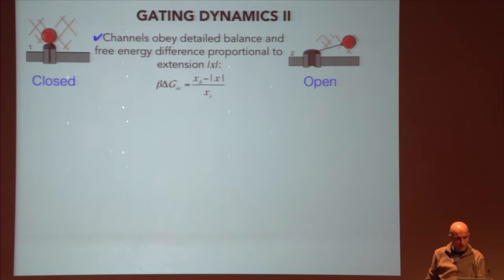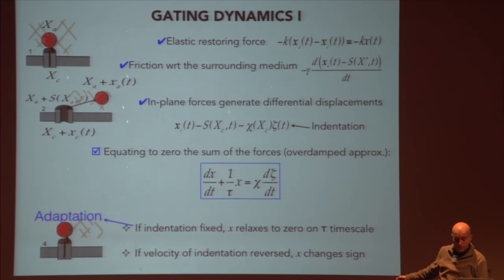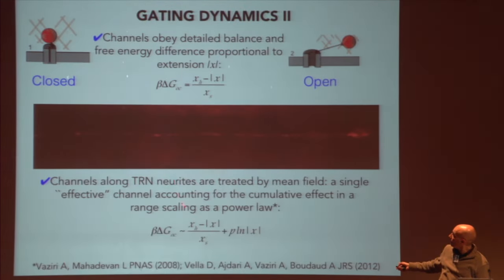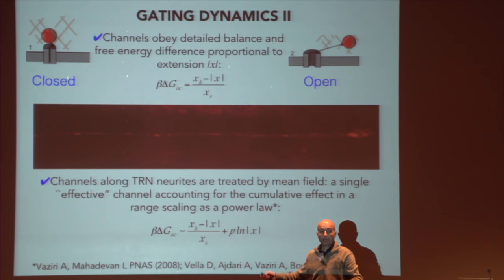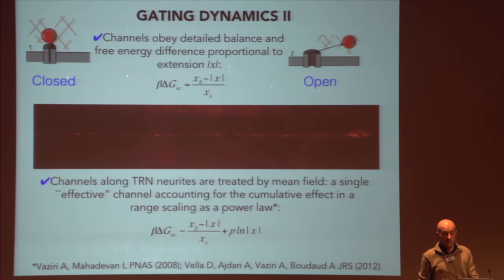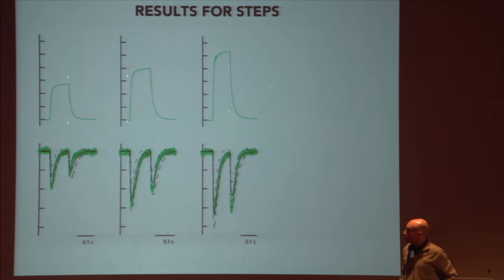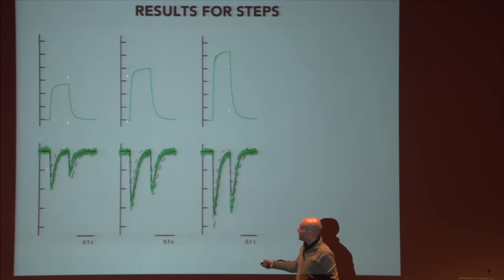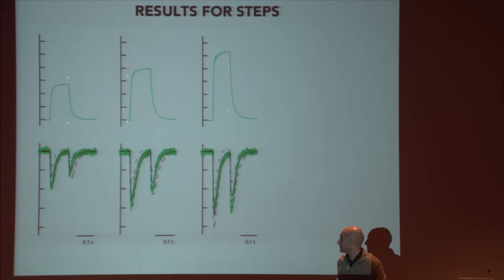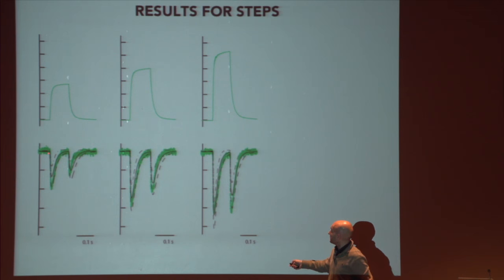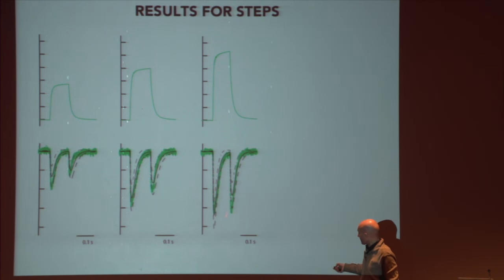Okay, so these are the elements. We have an equation for x, which is this one. Then we have the channels that obey this equation here, and we can just apply the indentation, predict what the current is going to be, and compare with the experiments. So these are the results for the step. We predict the mean current, which is shown in black, and then we give an estimate of what the standard deviation is going to be based on fluctuations and the number of channels. So this is a step in indentation. This is the response of the system. Green is experimental data, and black is what we predict here for this tree.